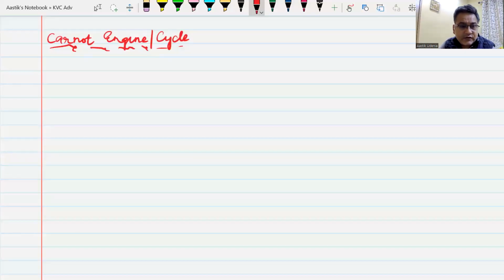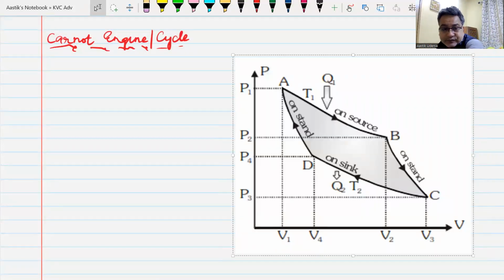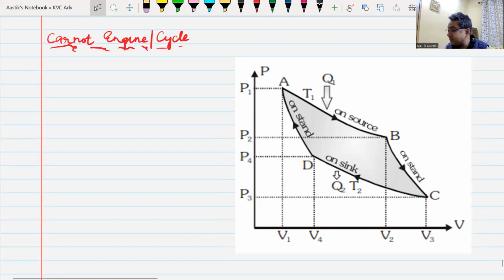The next heading that we are going to write is known as the Carnot engine or the Carnot cycle. This Carnot engine or Carnot cycle is an ideal cycle which obviously is not possible. In this ideal cycle, you will have 4 processes. You can see A to B is an isothermal expansion. B to C is an adiabatic expansion.